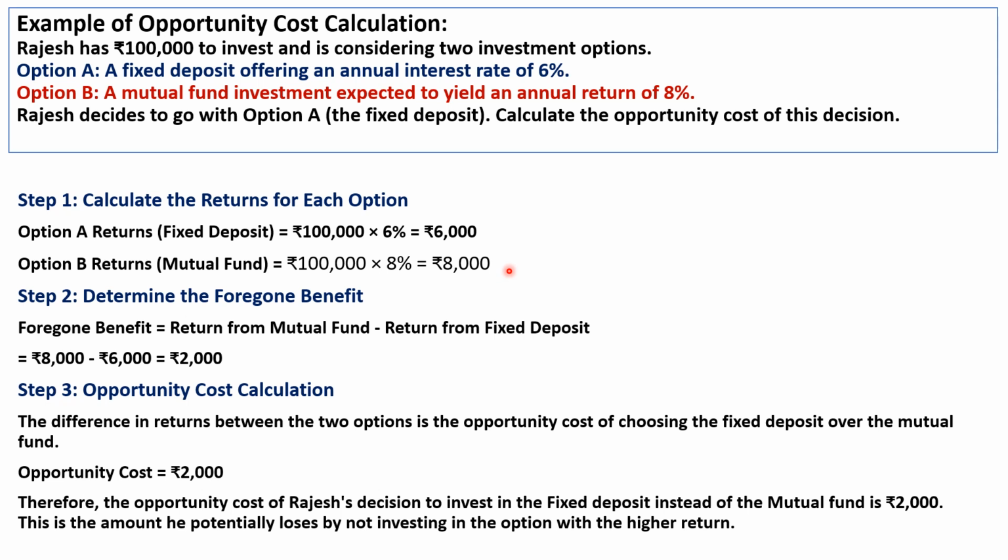So in this case, Mr. Rajesh has invested in fixed deposit schemes. So his return is 6,000. So the foregone opportunity is 8,000. Let us see Step 2.